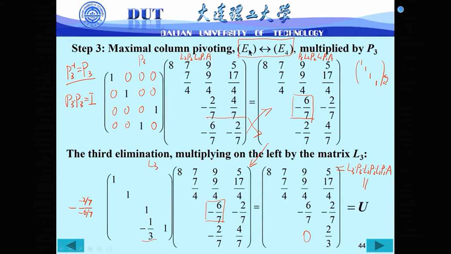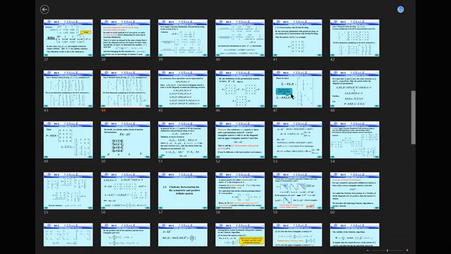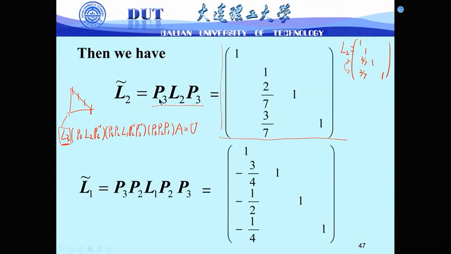P3 means interchange the third row with the fourth row. Is it okay? So, if we multiply L2 from the left side by P3, that means we interchange the third row with the fourth row. It's okay? That means P3 multiply L2 means we interchange the two rows, the third row with the fourth row. So interchange here: 2 over 7, 0, 1. And here should be 3 over 7, 1, 0. Are you clear? Interchange the two rows because we multiply P3.